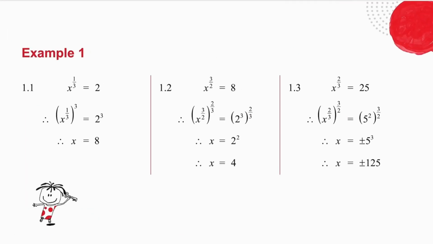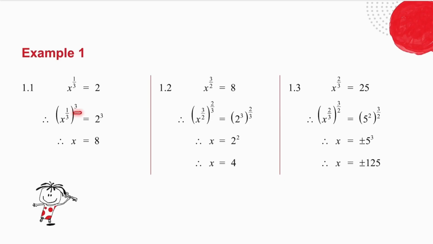In the first example, I've got x to the 1/3 equals 2. Now I want to solve for x. So to get x, that means I need x to the power 1. So what do I do to get from x to the 1/3 to x to the 1? Well, I raise it to the power 3, because remember we multiply these exponents. A third times 3 is 1, and x to the 1 is just x.